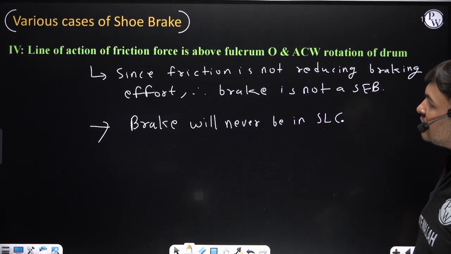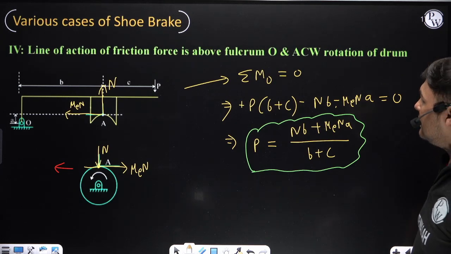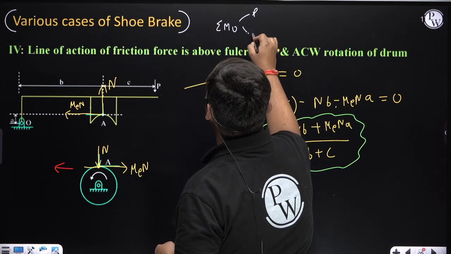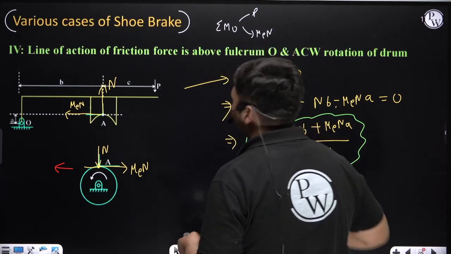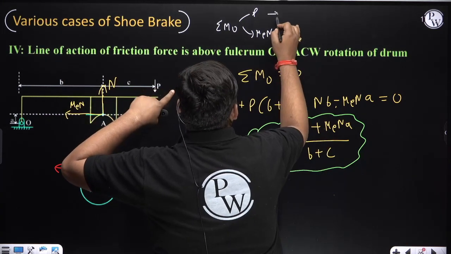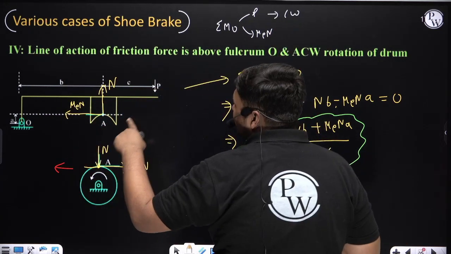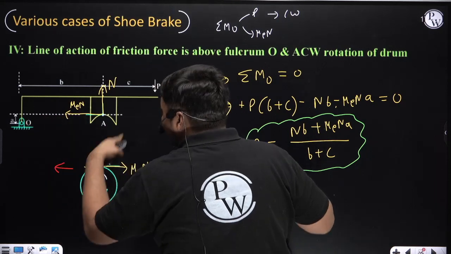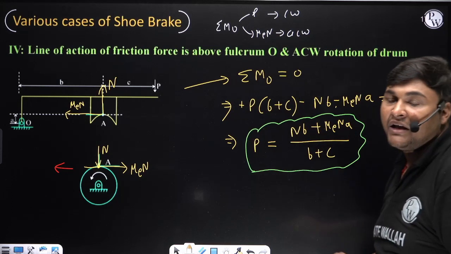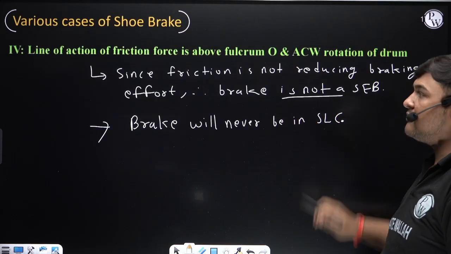Similarly, in the fourth case also you can check the direction of moment about fulcrum O for effort P and for friction force. Here you can see the direction of moment of effort P about O is clockwise. Now the direction of moment of friction force about O is anti-clockwise. Check carefully. Both directions are not same, which means the brake is not self-energizing. Same conclusion we have made.